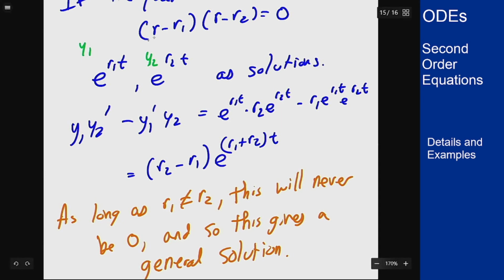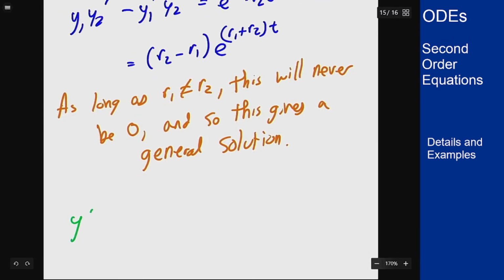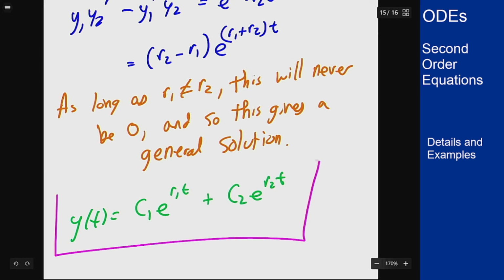I find those two roots, I put them in exponentials like this. I know that this term here will never be 0, therefore I have a general solution of the form y of t is c1 e to the r1t plus c2 e to the r2t. And so that method will always work to give us a solution for these problems when I have two distinct real roots of my equation. If I don't have those, that becomes a different story. That's where I then need to do things with complex numbers or other things where the roots are the same, and those will come over the next couple of sections.